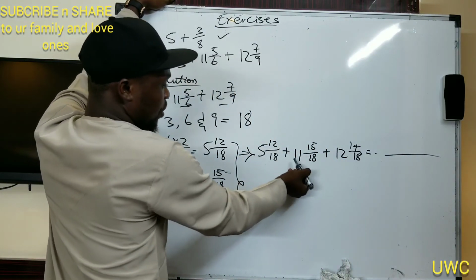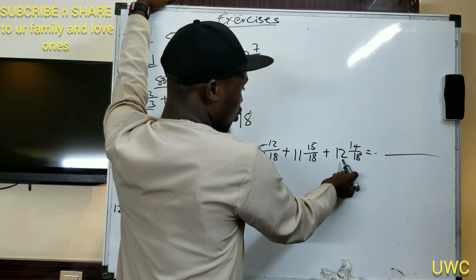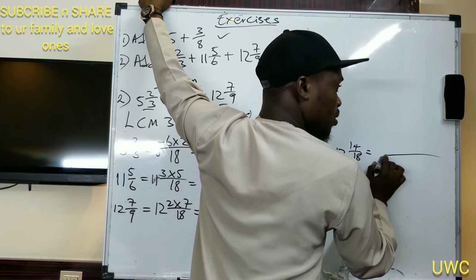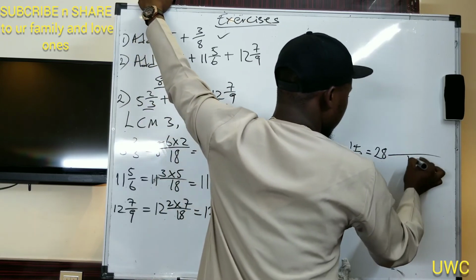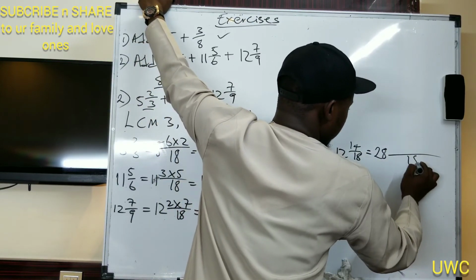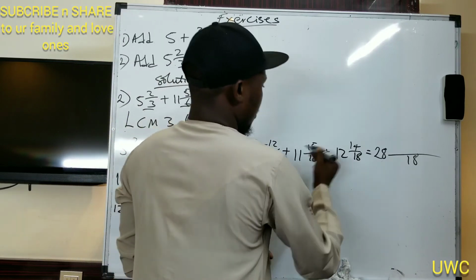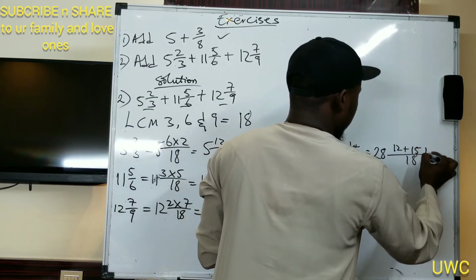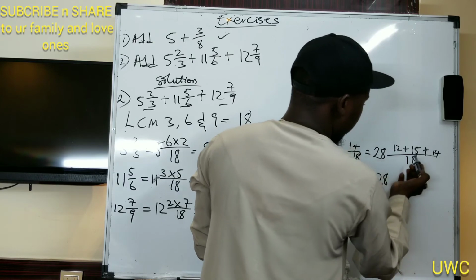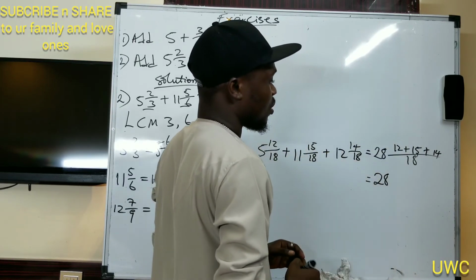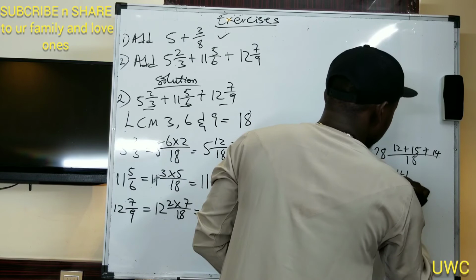we'll now separate the whole numbers. 5 plus 11 will give us 16. 16 plus 12 will give us 28. Then bring down the 18 as the LCM. Then what is now left is to sum the numerators, which is 12 plus 15 plus 14. 12 plus 15 will give us 27. 27 plus 14 will give us 41 all over 18.